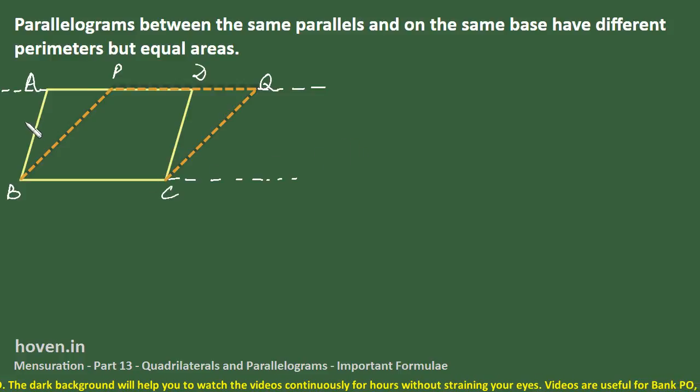Let us suppose the length of this side AB of this parallelogram is A, and since this is A, this length will also be A, by the property of the parallelogram that opposite sides are equal. So this edge and this edge are equal. Another thing, this line BP is parallel to CQ.